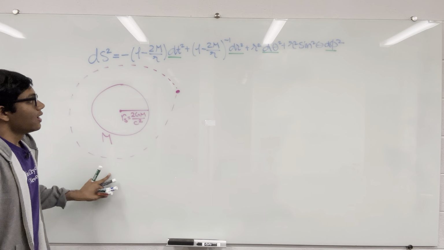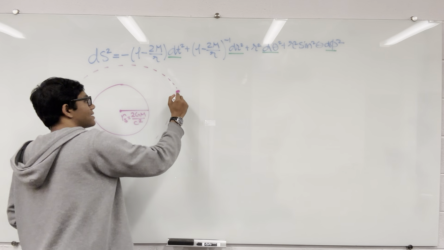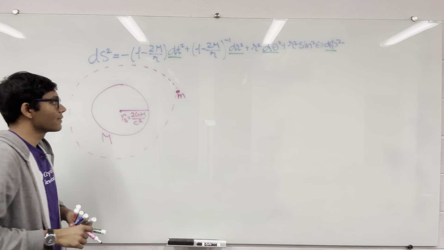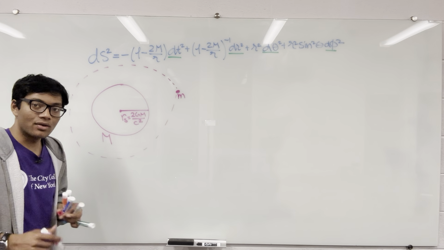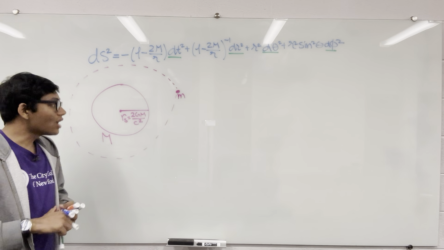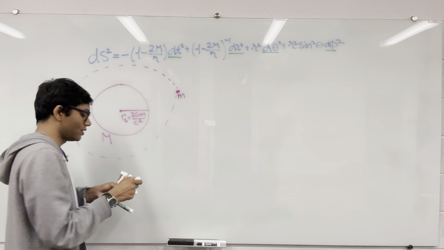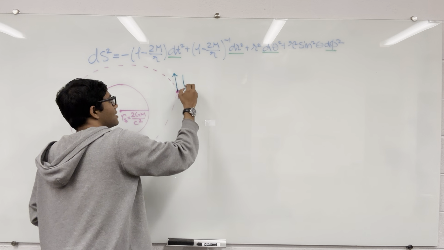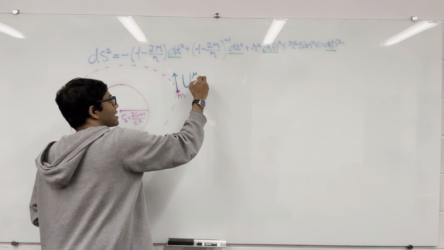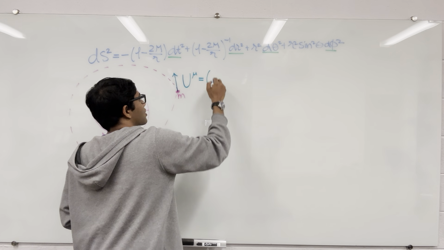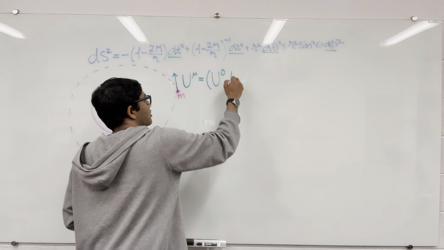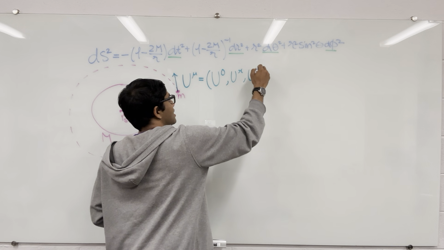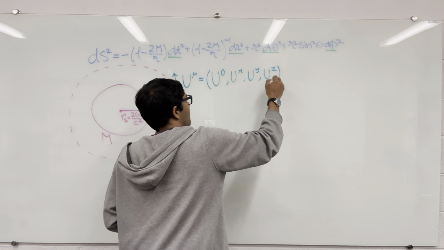Now, this particle, let's say it has some mass, lowercase m. To describe this particle, I'm going to need a velocity vector. So here is a velocity vector for my particle. And in general relativity, velocity is actually a 4-vector. It has 4 components, a temporal component and 3 spatial components.